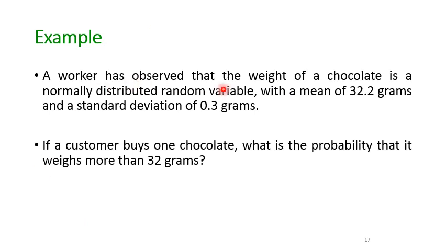If a worker has observed that the weight of a chocolate is a normally distributed random variable with a mean of 32.2, so this is the value of mu, and a standard deviation of 0.3 grams, so this is the value of sigma. If a customer buys one chocolate, what is the probability that it weighs more than 32 grams? If I want to write this as a probability statement, this will be the probability that X, the weight, is greater than 32 grams.